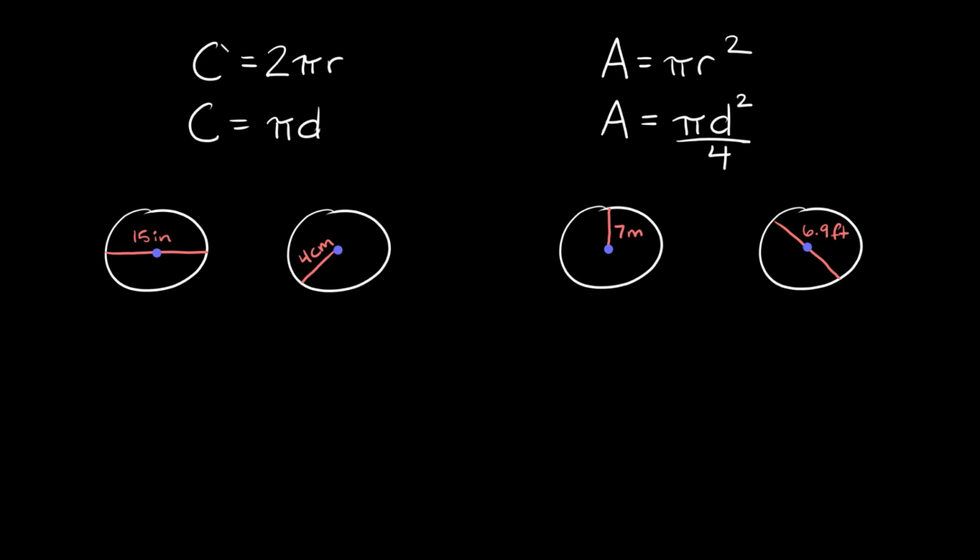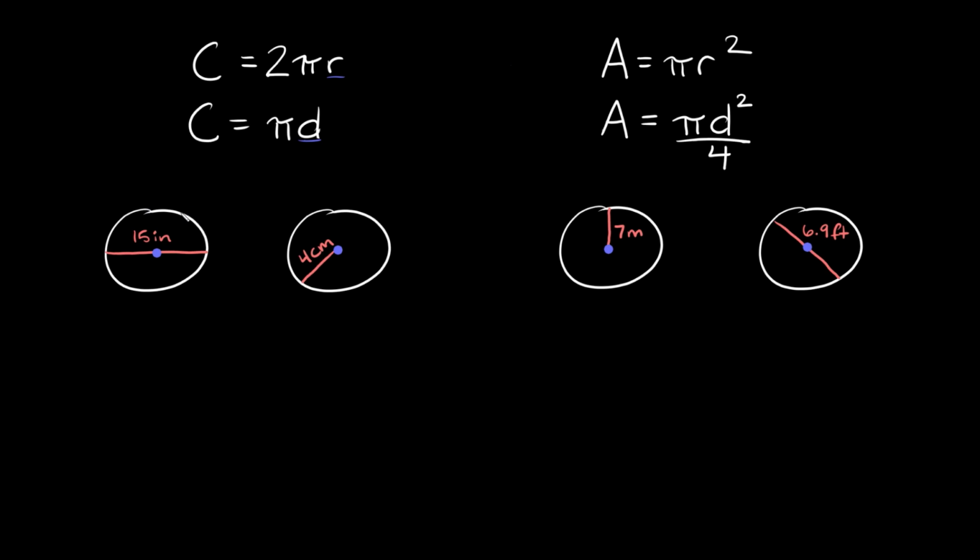So here we have the circumference C is equal to 2 times pi times r, where r is the radius. And then the other one is the circumference C is equal to pi times d, where d is the diameter. All right, so let's just make sure we understand what these terms mean. So first of all, the circumference is just the distance around the circle.